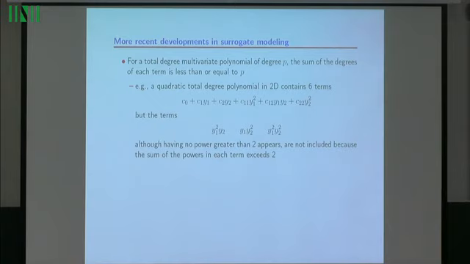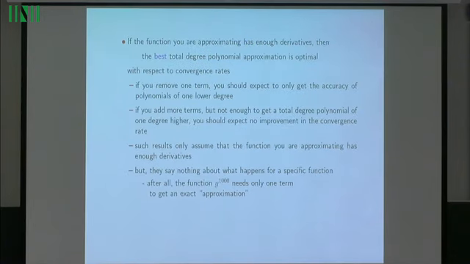So for total degree, if the function you're approximating has enough derivatives, the best total degree polynomial approximation is optimal with respect to convergence rates. It's optimal in the sense that if you take away points, you're liable to get the convergence rate of a polynomial, the error of a polynomial of one degree lower. And if you add more points, your convergence rate is not going to be any better than it is if you use the total degree points.